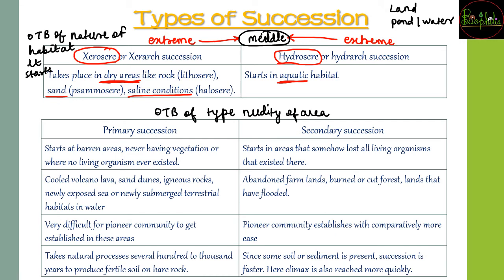So if it is a primary succession, you will see that there are going to be barren areas, wahan pe pehle kabhi bhi koi bhi living organism nahi tha, and because of that reason it is going to be a completely new place for the biotic life to come. And such examples can be a newly cooled volcano lava, wahan pe sand dunes aa gaye hain, ya koi naya island jo gayab ho chuka tha, ab wo aa gaya hai.